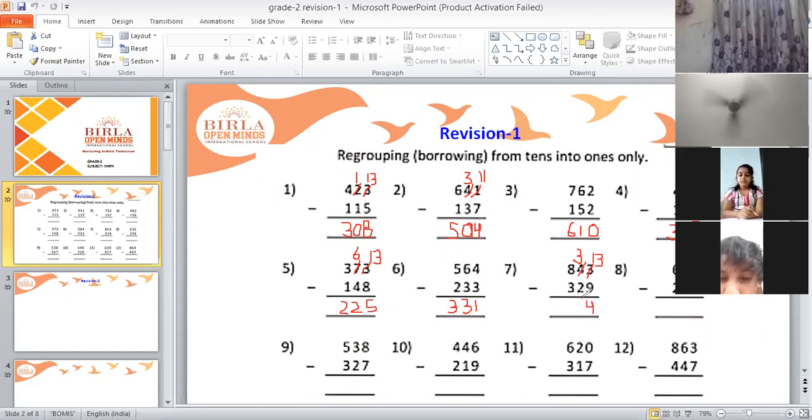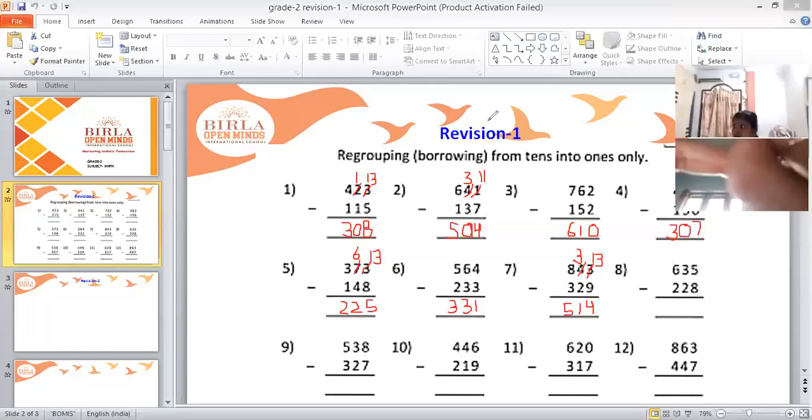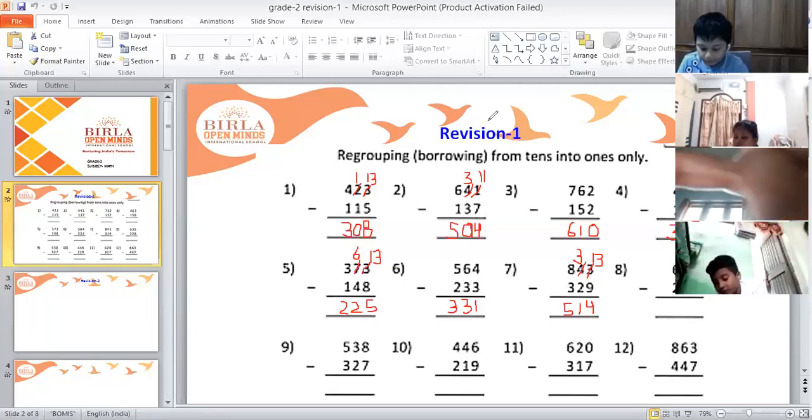And 3 minus 2? 1. Very good. And 8 minus 3? 5. So what is the answer? 514. Very good, Ashwita. So the answer is 514. That's the correct answer. Very good. Now next, Pathan, read next question.